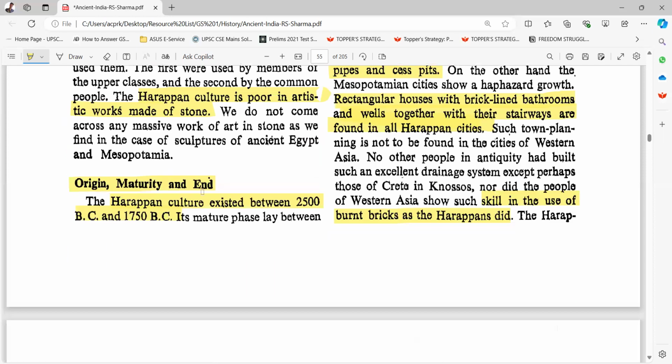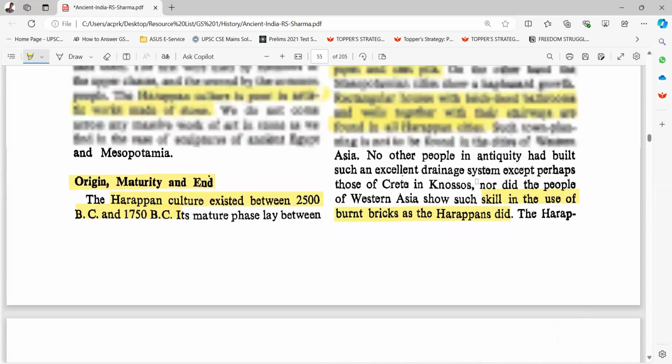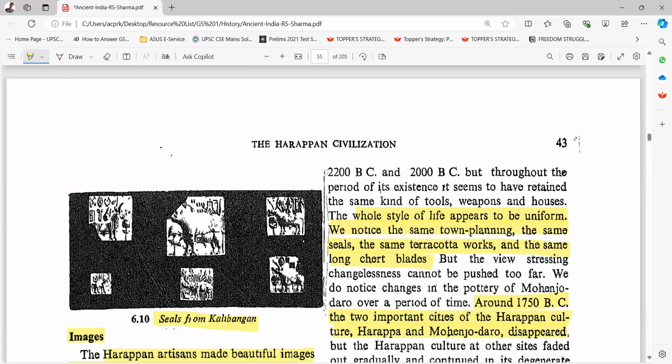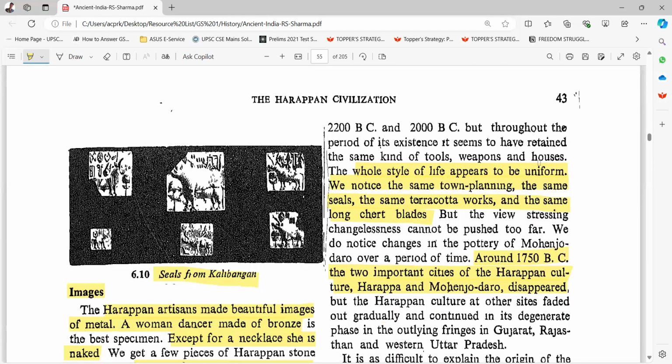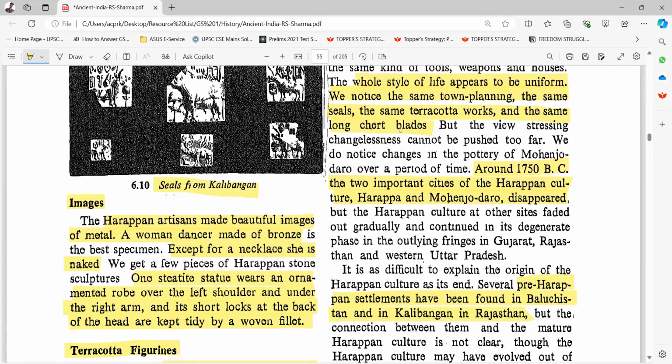Origin, maturity, and end. The Harappan culture existed between 2500 BC and 1750 BC. Its mature phase lay between 2200 BC and 2000 BC, but throughout the period of its existence, it seems to have retained the same kind of tools, weapons, and houses. The whole style of life appears to be uniform. We notice the same town planning, the same seals, the same terracotta works, and the same long chert blades.